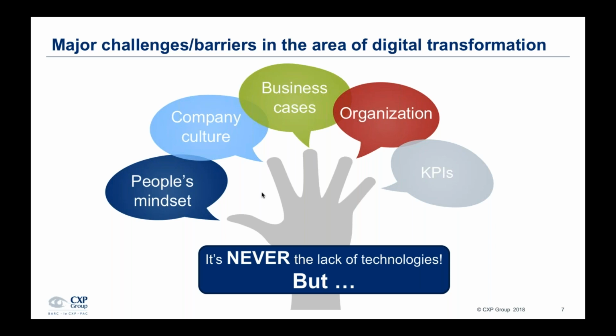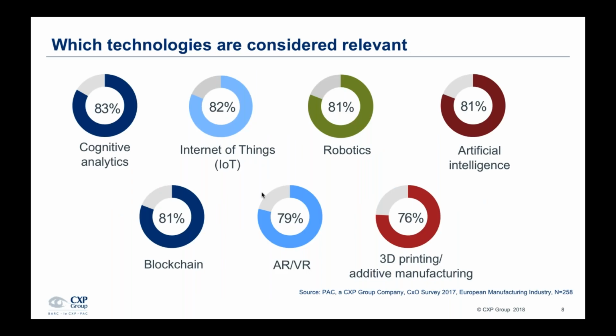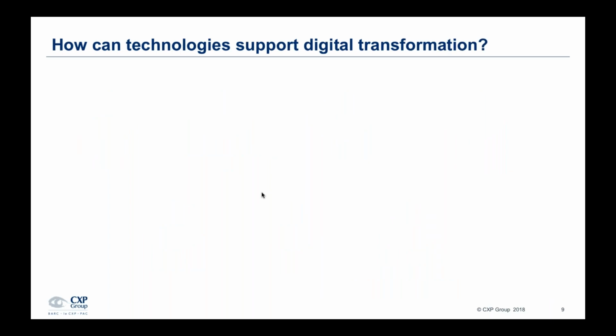And looking at all these new technologies that are out there, we've also asked manufacturing companies which technologies they consider relevant for them. And the large majority of manufacturers consider all of these technologies, as you can see on that slide, as being quite relevant for them. So the main message here is that if you're a manufacturing company, make sure that you also look into the potential which these technologies can bring for your business.